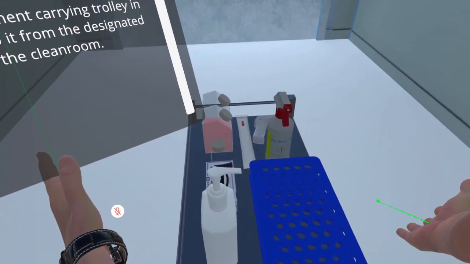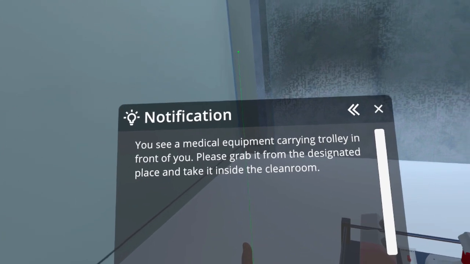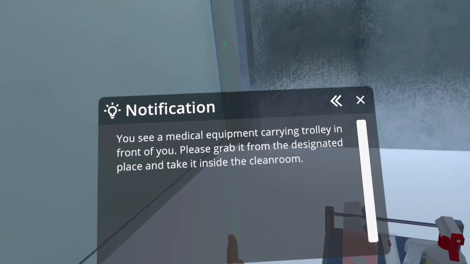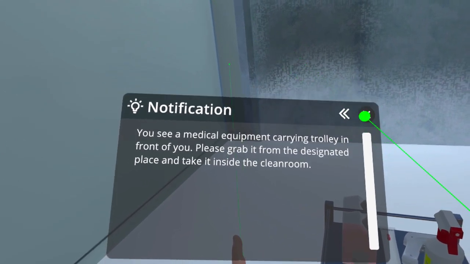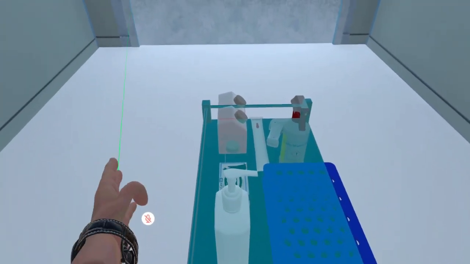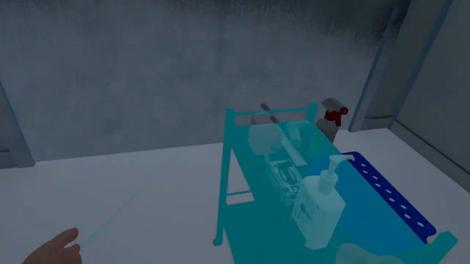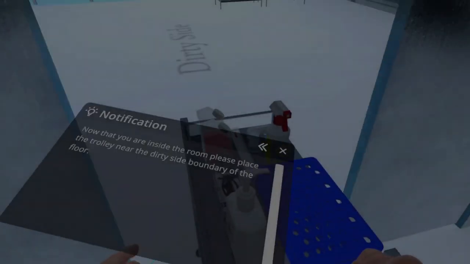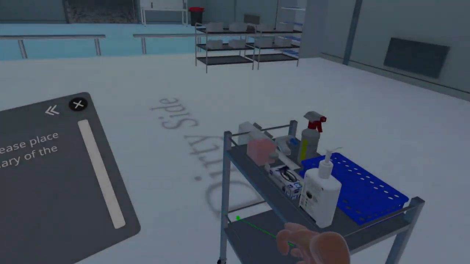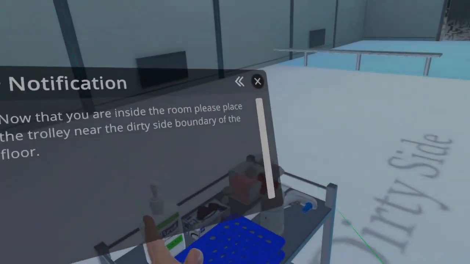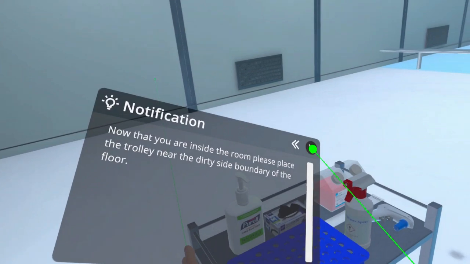You see a medical equipment carrying trolley in front of you. Please grab it from the designated place and take it inside the cleanroom. Now that you are inside the room, please place the trolley near the dirty side boundary of the floor.